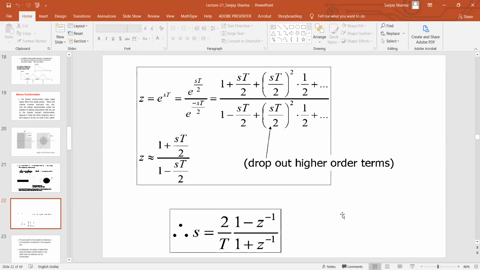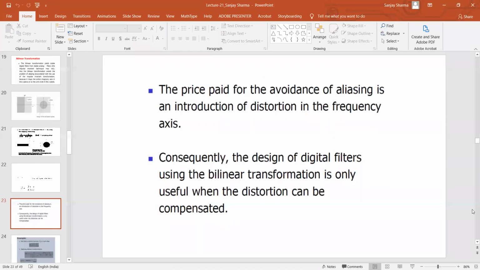Given any system function in terms of S, what you need to do is replace every S with 2 by T times 1 minus Z to the power minus 1 divided by 1 plus Z to the power minus 1. This transformation will give you the design of the digital filter using the bilinear transformation. Let us see the examples.